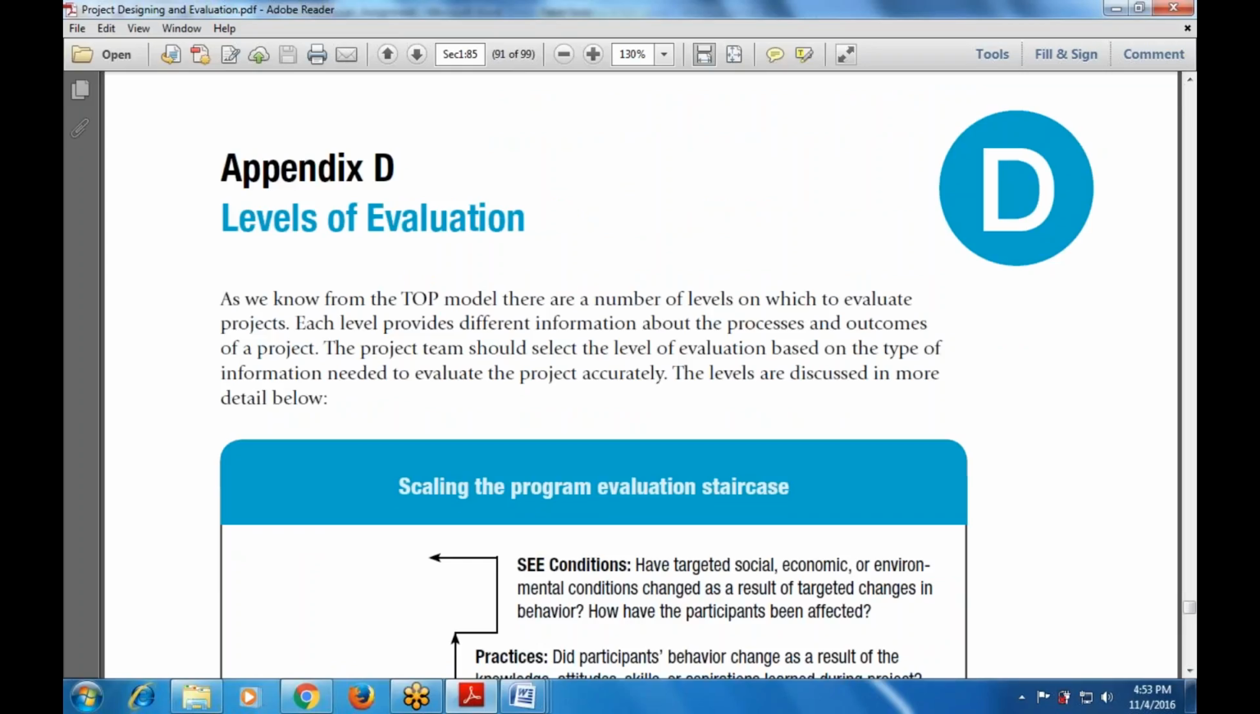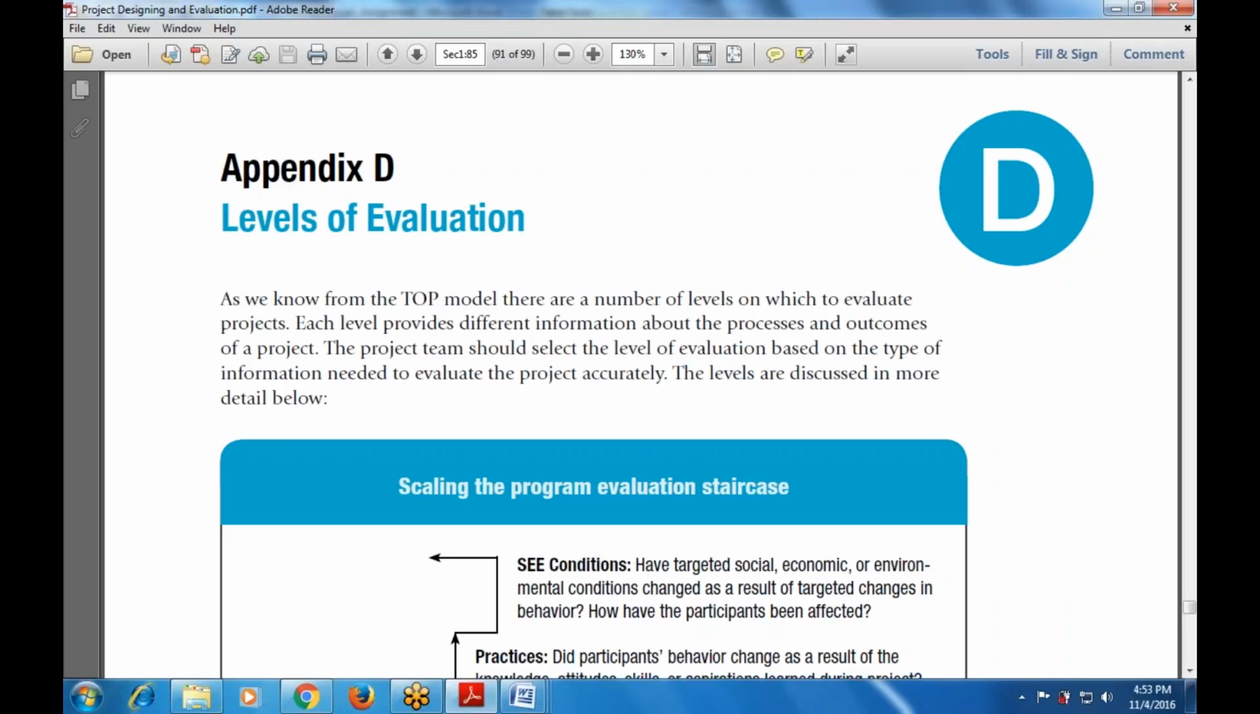Whatever the processes, whatever the outcomes, whatever the scenarios that talk about the processes and the outcome of a project, the project team should select the levels of the evaluation based on the type of information needed. Whatever information is needed to evaluate the project accurately, and whatever level is used, is discussed in more detail and is available in this one.